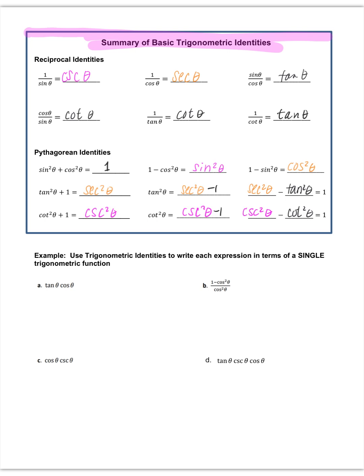One thing I want to make sure everybody understands is that these reciprocal identities can be used for squares as well. They are true for squares as well.